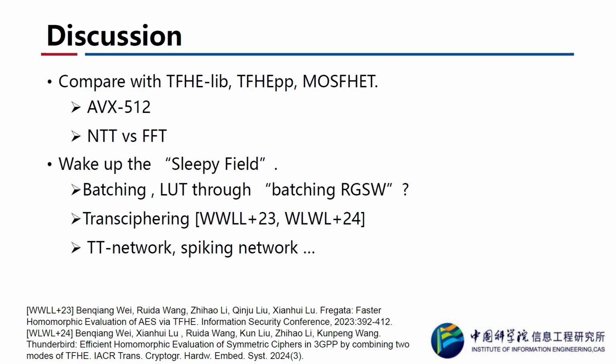For example, the batching method, like batching gate bootstrapping. But batching circuit bootstrapping maybe is not the key problem. The key problem is how to use a batched RGSW to do lookup tables. And there are maybe some other potential applications like transciphering, like TT network, sparking network.